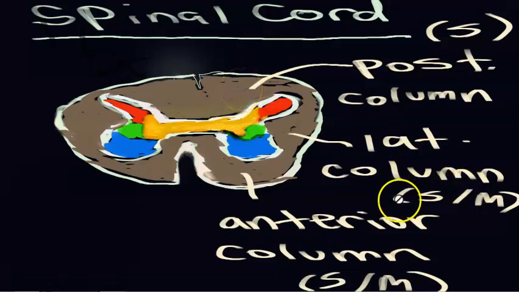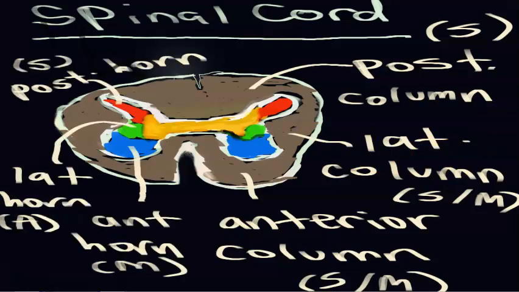And in addition to the columns, you also have horns on the inside. So the gray matter has structures called horns, and these include the anterior horn, the lateral horn, and the posterior horn. So the anterior horn I put here in blue, the lateral horn I put here in green, and the posterior horn I put here in red.